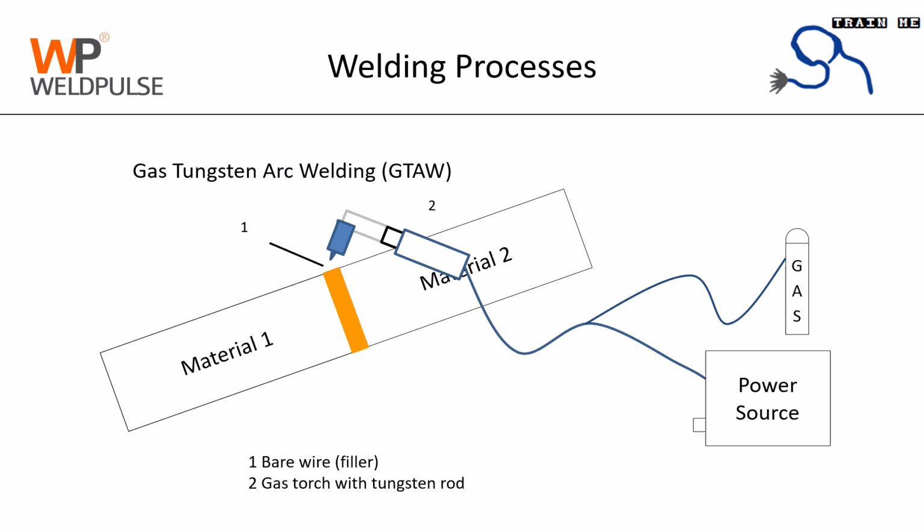Gas used for this process can be argon, carbon dioxide, or a mixture of the allowed gases as given in ASME Section 2 Part C.